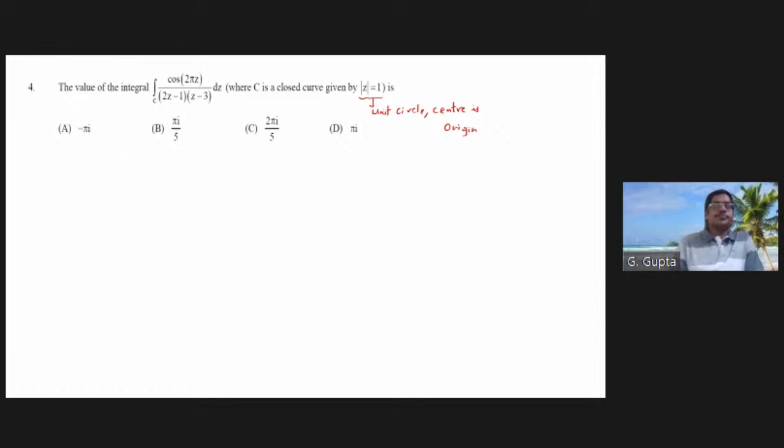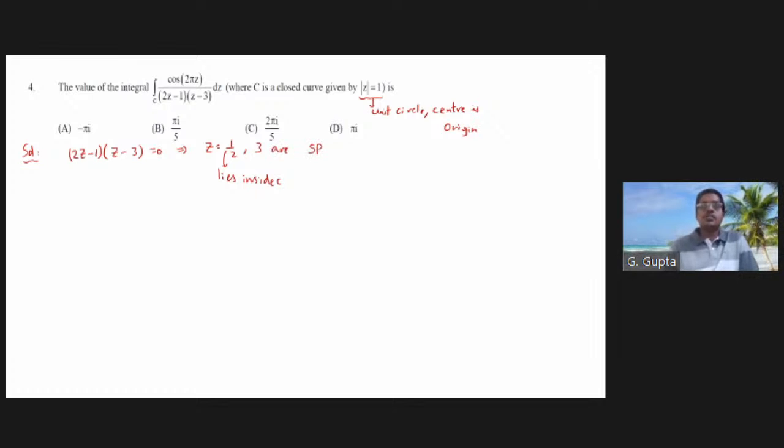Now solution. Radius 1. So first this is your integrand, cos 2 pi z divided by 2z minus 1 into z minus 3. So denominator 2z minus 1 into z minus 3 equal to 0. You will be getting 2 points. Z is equal to 1 by 2, comma 3. So if I put half here, mod half is half, half less than 1. So this half lies inside C. So first of all, both are singular points.